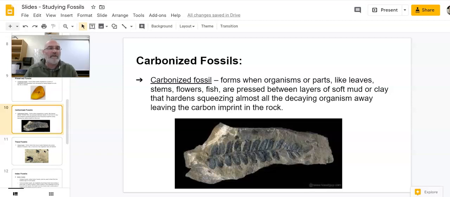Remember that all living things, whether they're plants or animals or humans, have carbon inside of them. So a carbonized fossil is when the carbon imprint of a previous organism is left behind, squeezed together and left behind inside of a layer of mud or clay. Now, if you're paying attention, what type of fossil is most like a carbonized fossil?